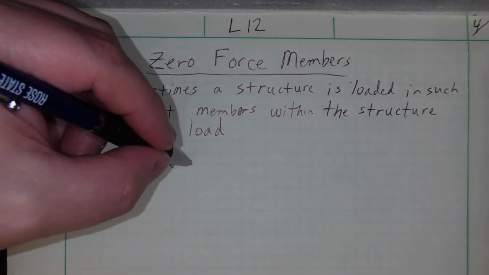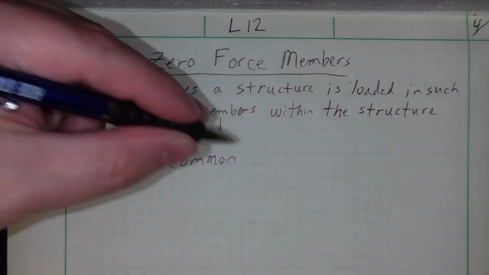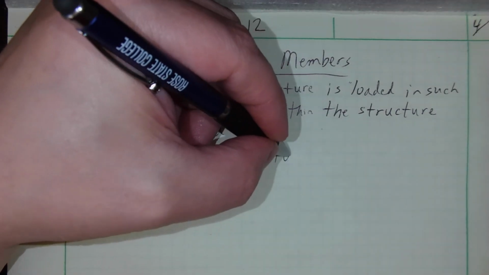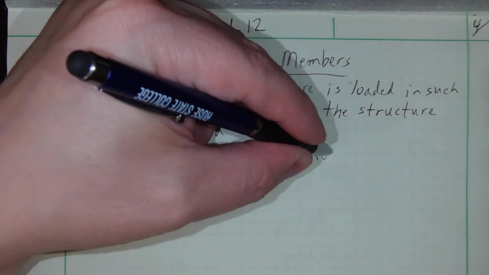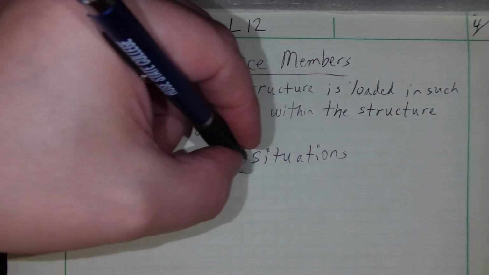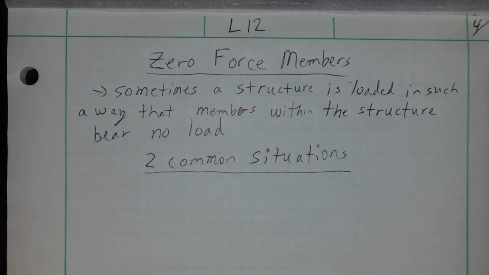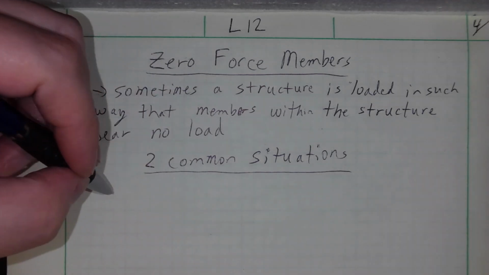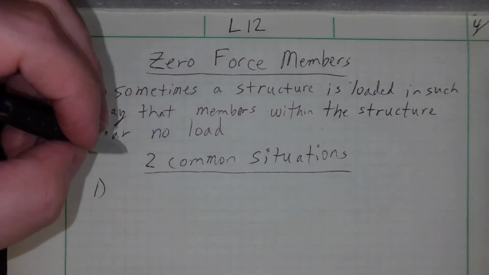Two common situations or scenarios where, if you see it, you can just write off, say, oh, I don't even have to solve for the force in that one particular member because I know it's zero because it falls into one of these two categories.